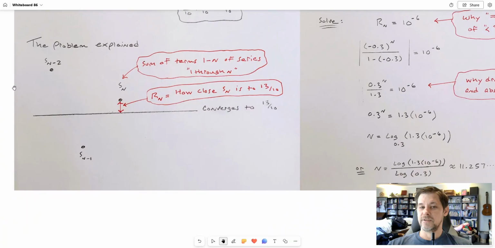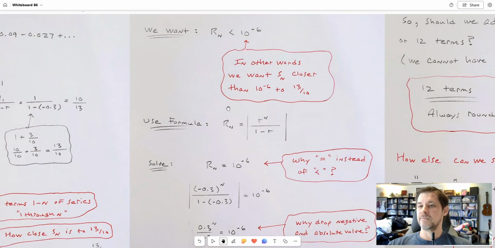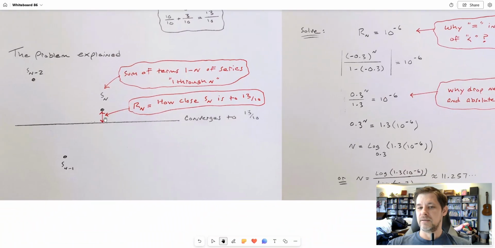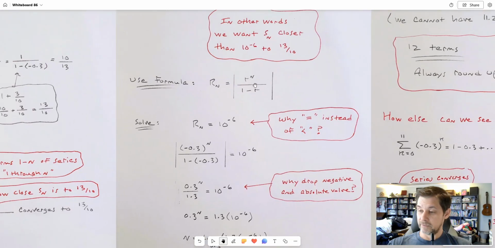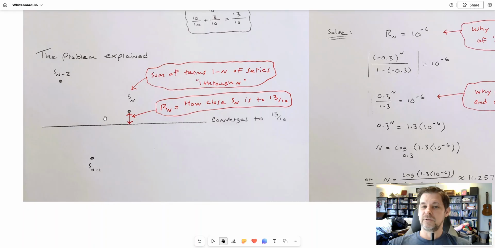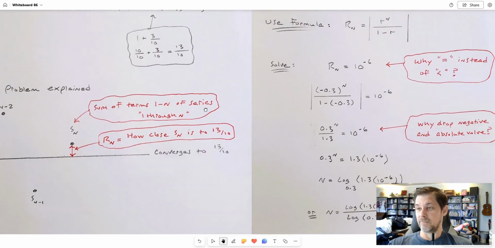Sure, the more terms you add, the closer the grand total gets to 13 over 10. But how many terms do you have to add to get this close to 13 over 10? All right, now here's how we'll solve that. The remainder, meaning this difference right here, this gap, is found by the formula r, the common ratio of the geometric series, to the n power over 1 minus r, absolute value. It's absolute value because depending on how you subtract to find this gap or difference, you could get a positive or negative number.